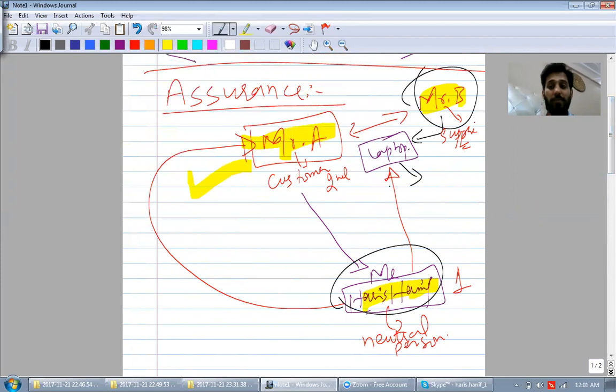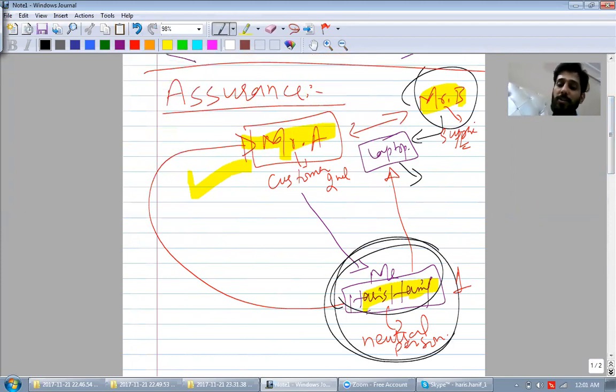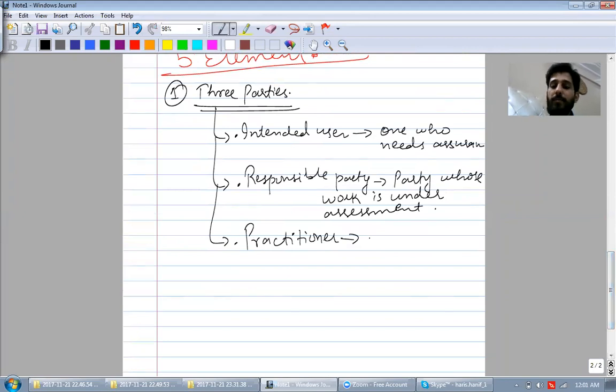Now, there's a technical word which is the second element. The practitioner is the party who provides satisfaction to the intended user. Party who gives assurance to the intended user.